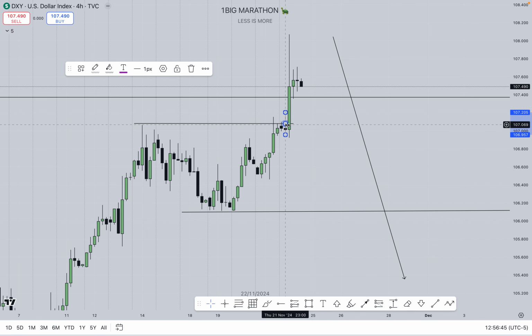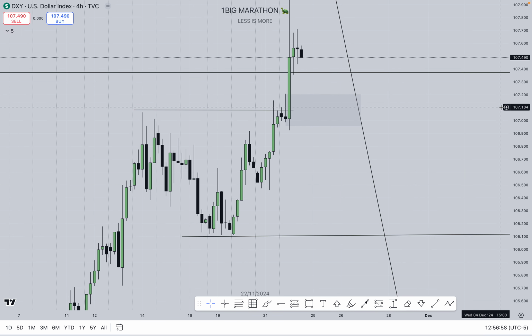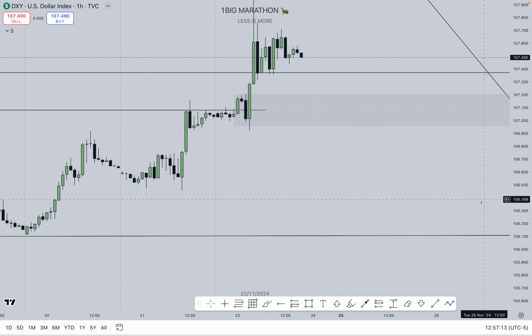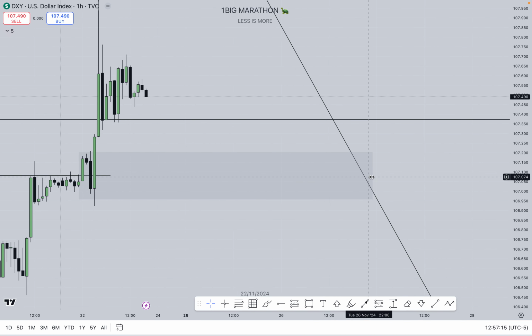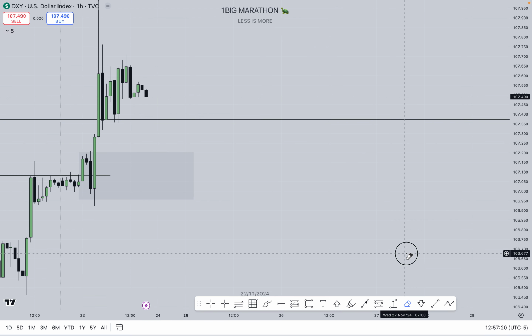Now, I always say this: zones are meant to be respected, and they are also meant to be violated. Your job is to find out whether they were respected or violated. But how will you know if a zone was respected or violated? It will be difficult for you to mark this zone on the lower time frame. That's why you always need to start on the higher time frame to mark out these zones. On the 1 hour, it's still the same zone.